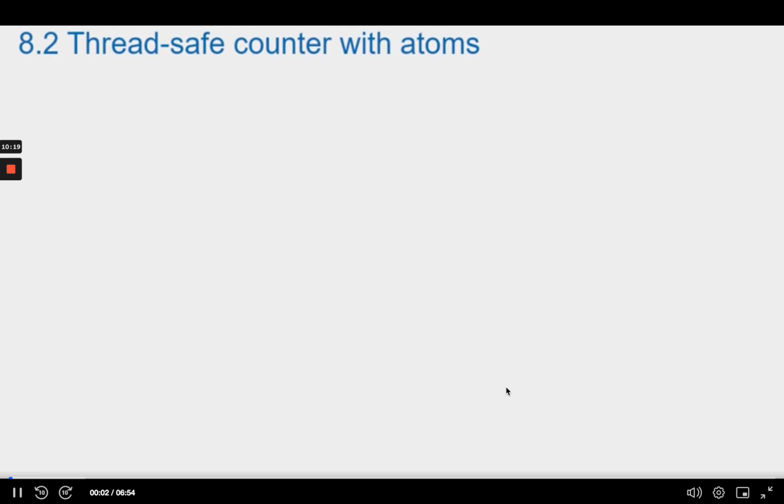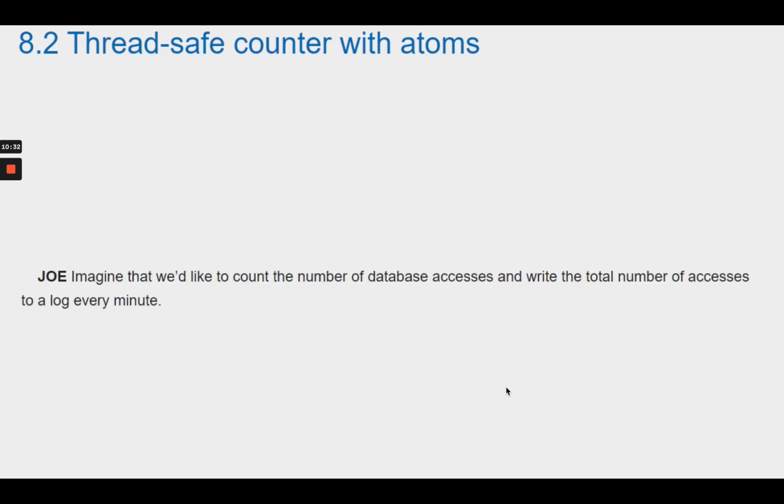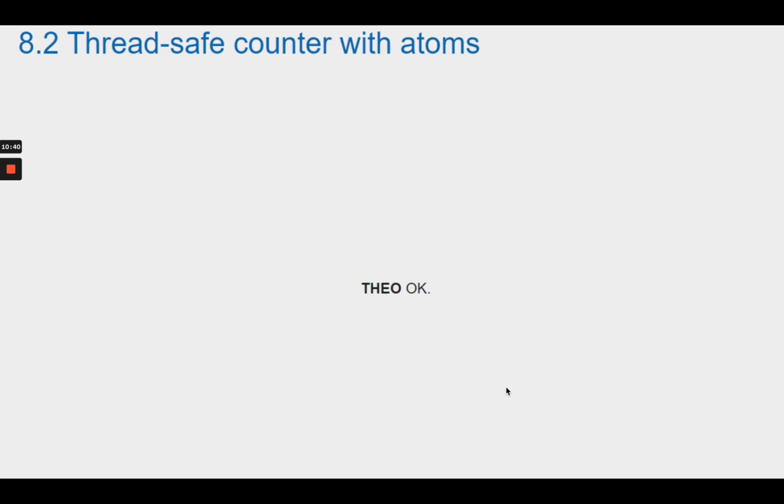Section 8.2 Thread-safe counter with atoms. Joe: Let's start with a simple case, a counter shared between threads. Theo: What do you mean by a counter? Joe: Imagine that we'd like to count the number of database accesses and write the total number of accesses to a log every minute. Theo: Okay.